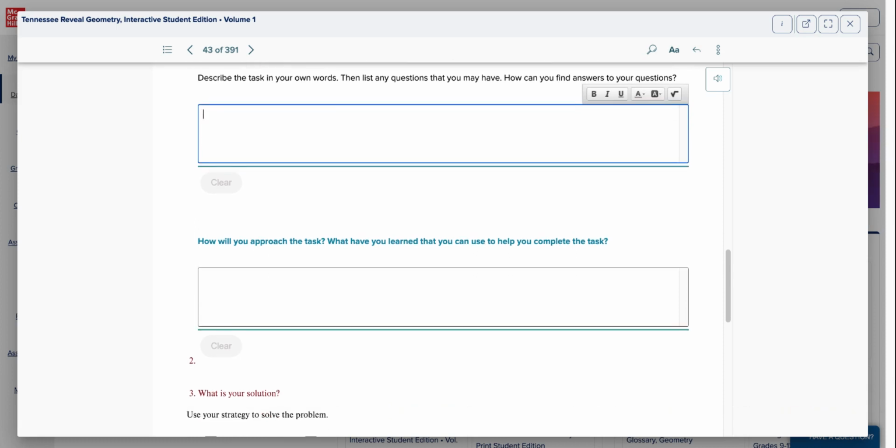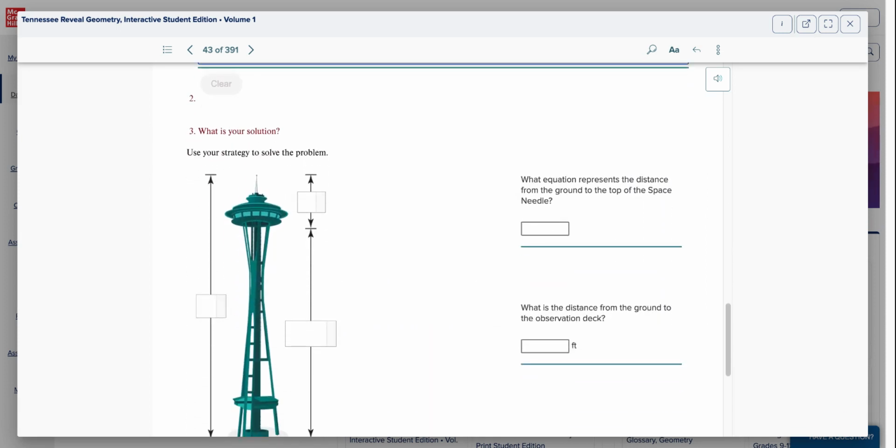Well, of course, you need to set up an equation that represents the total height of the Space Needle. That is your observation deck with your 6x plus 10 that I just talked about. So you need to have it basically in your own words for that to happen, but it is a segment addition thing. It's going to be your observation deck plus the tower is the whole 605, because I have a feeling that's what's about to come down here.